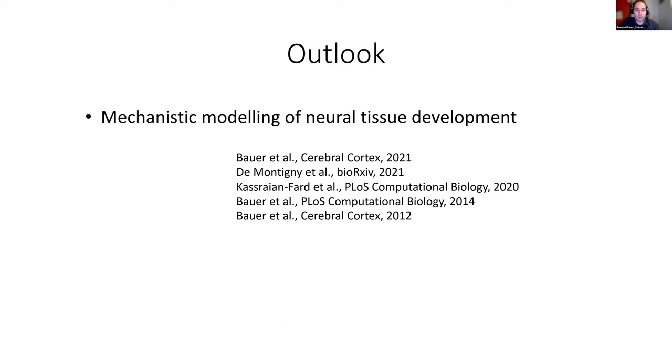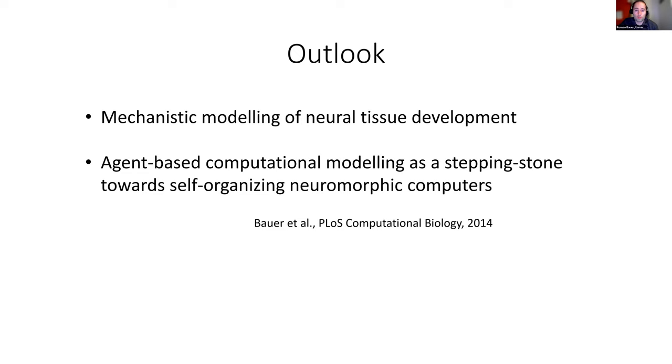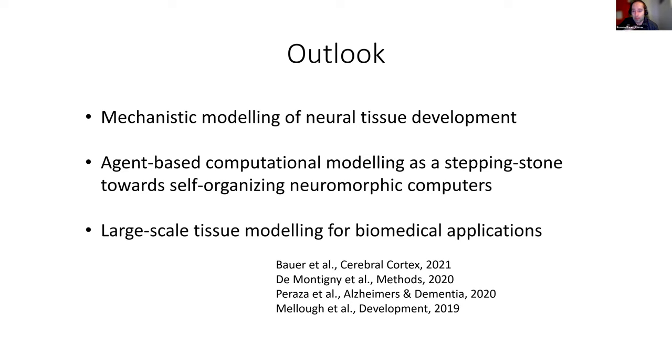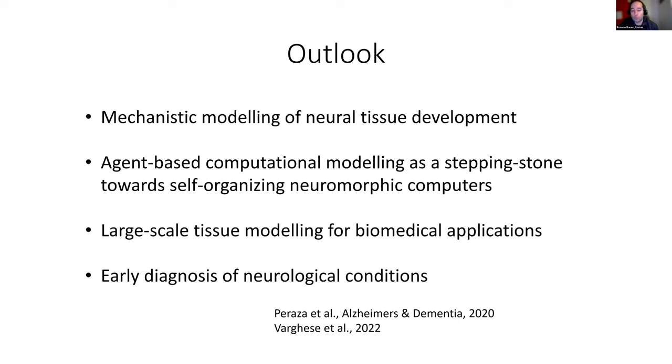And so in the future, I would like to highlight that this kind of models allow for mechanistic modeling of neural development. And we have published several papers in the past on this topic. Here are some examples. We can also use agent-based modeling as a stepping stone towards functional circuits, circuits that do something useful computationally. And this has also been published by us in the past. And then we can scale this up. And what scaling up allows us is that we can create biomedically relevant simulations. So here are a few examples of such biomedically relevant papers. And finally, this could then also be used to better diagnose when something goes wrong, for example, during development or later on during degeneration. And we have also published several papers here.